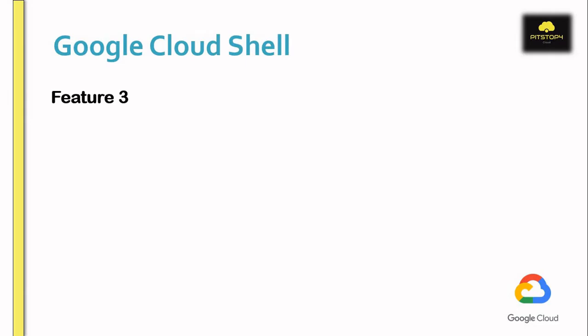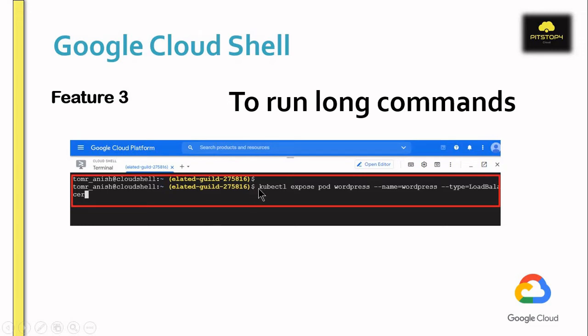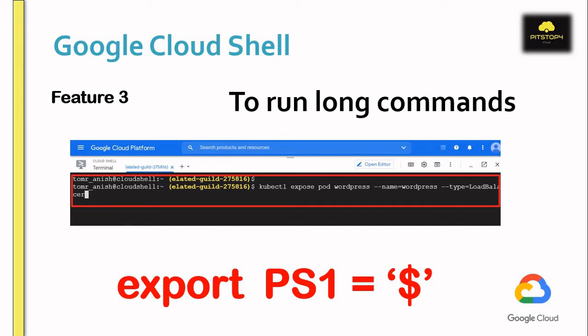Let's discuss feature number 3. This is an easy way to run long commands. If you ever get a chance to build a virtual machine in GCP with multiple parameters, you will know that the length of the command is too big. It will occupy 2 or 3 lines of your Cloud Shell. If you look at Cloud Shell, half of the line is already occupied with login ID and your project ID. When you run a long command, the command goes to the next line, which makes your command less readable. To overcome this issue, we have a shortcut. Just run the command export PS1 equal to $. This will release the occupied space of your Cloud Shell prompt and you will get a full line. Interesting, right? Let's do this.